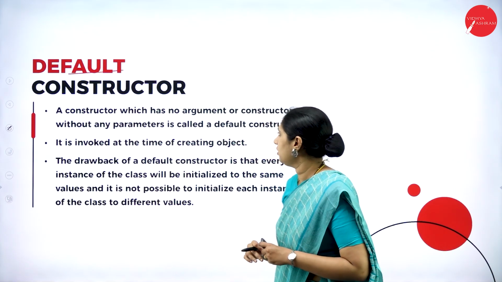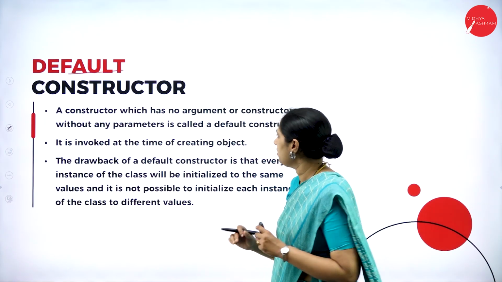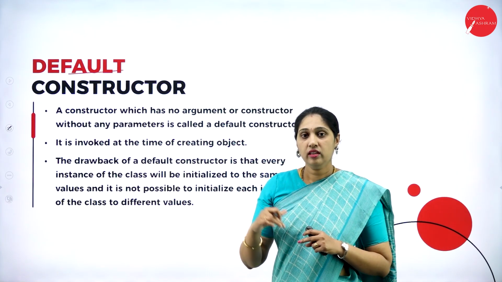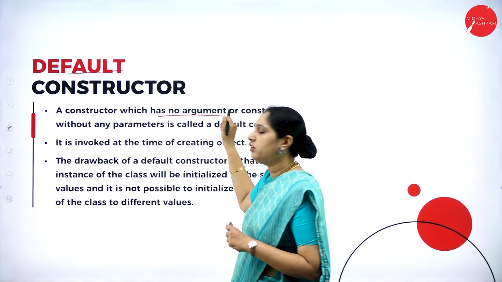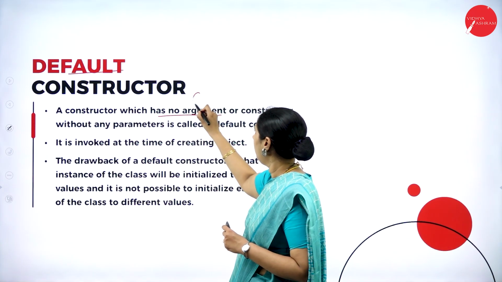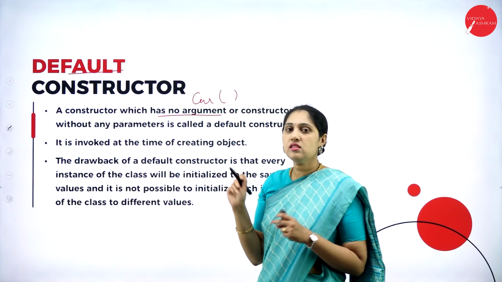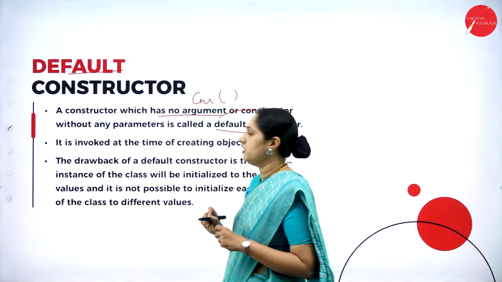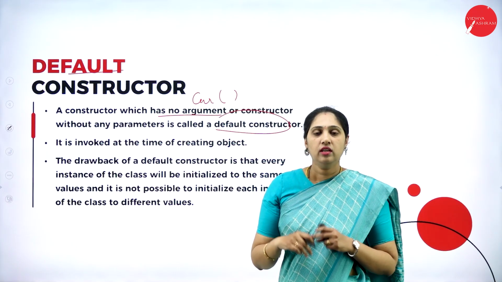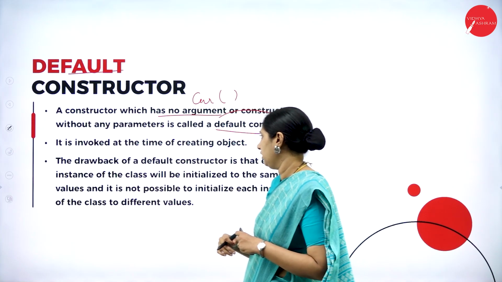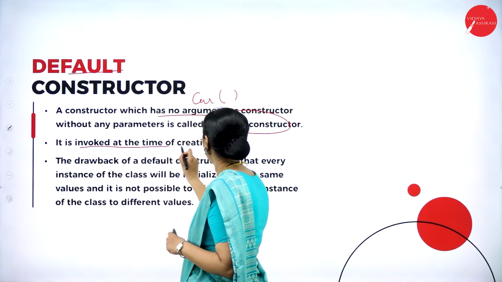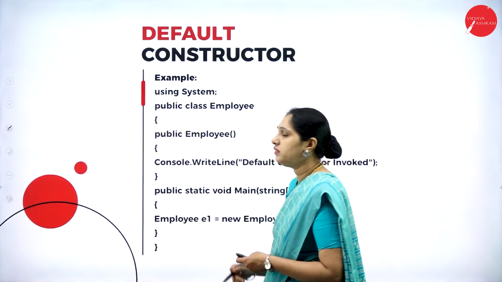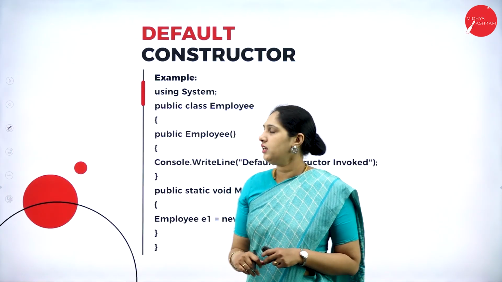Then what is a default constructor? See, we all know constructor. What is a constructor? A constructor has the same name as the class name. Then default is one which has no arguments. We have written Car, no arguments. This is the default constructor. So how is it invoked? It is invoked when you create an object, at the time of creating an object. How to create an object? Using the new keyword.